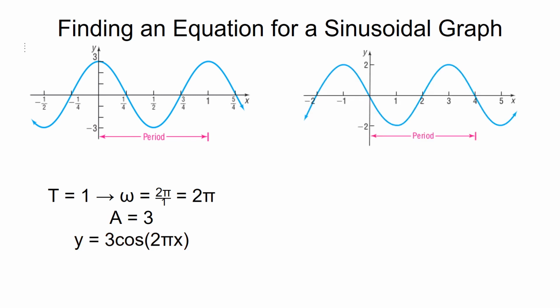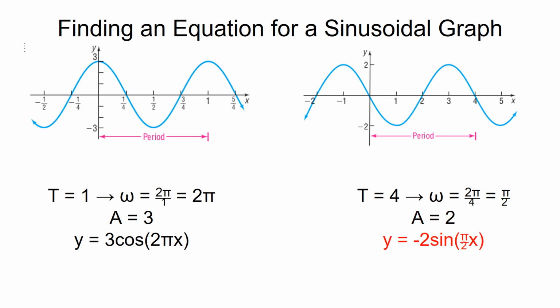Now, if instead we have the graph that is on the right, we see that this is an odd function and that it is a sine function that is reflected about the horizontal axis. This means that it is of the form -a sine omega x. The period is 4, which means that the angular frequency is pi over 2. We also see that the amplitude is 2. Based on all this information, we can state that this is a graph of the function y is equal to -2 sine pi over 2 x.